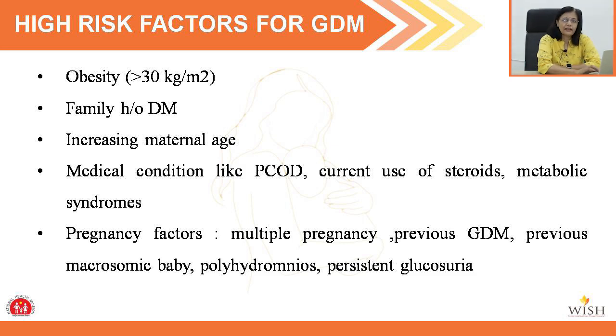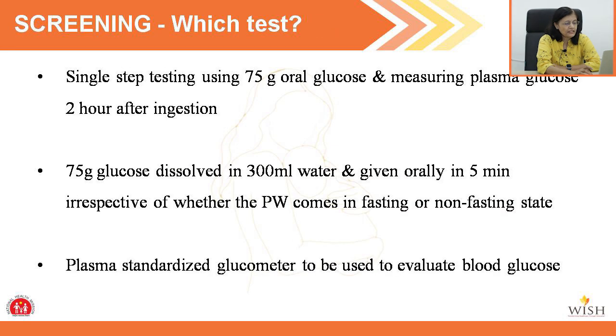Polyhydramnios and persistent glucosuria, all these are risk factors for gestational diabetes. So, we have to observe, and if any such high-risk pregnancy is reported to your clinic, you should be alert for gestational diabetes and take proper care of these patients. Now, which screening test for gestational diabetes?